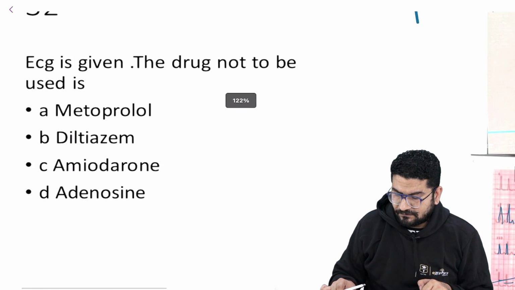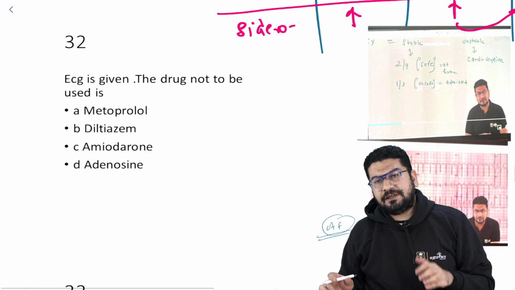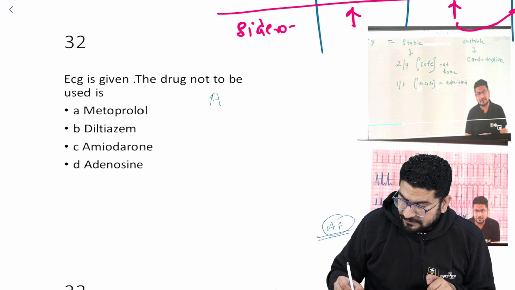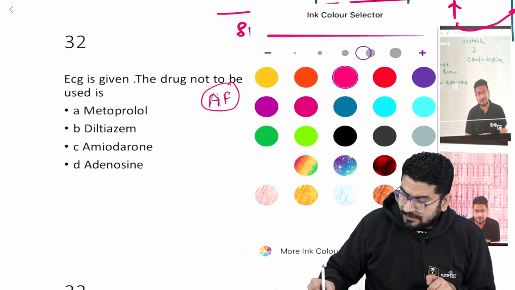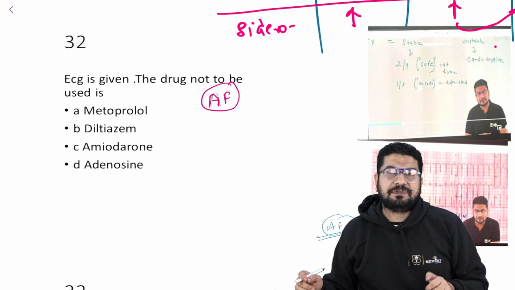So the question is, what drug is not to be given? By predicting the ECG, we made the question even more simple. So what drug is not used in AF? If I talk about atrial fibrillation, we can use metoprolol. Why metoprolol? This is a beta blocker.